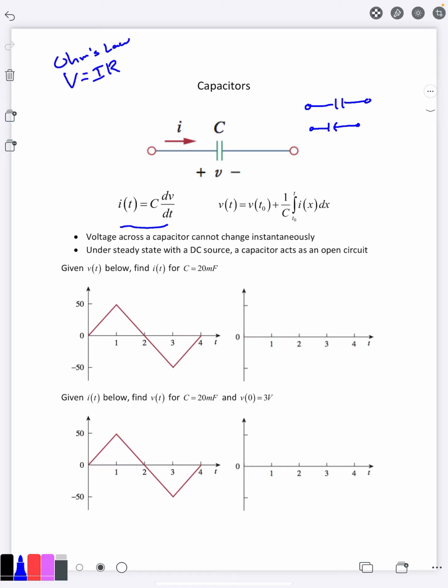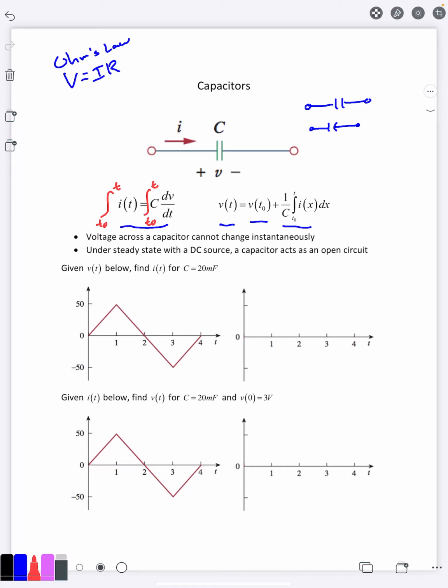Or the other way is if you solve that equation for voltage, you see that the voltage at any given time is equal to the voltage at whatever starting time you have, plus 1 over C times the integral from the starting time to the current time of the current. That's really just integrating both sides from T0 to T, and you'll get that formula right there. So in order to relate voltage and current for a capacitor, algebra is no longer sufficient. We need to use calculus to do so.